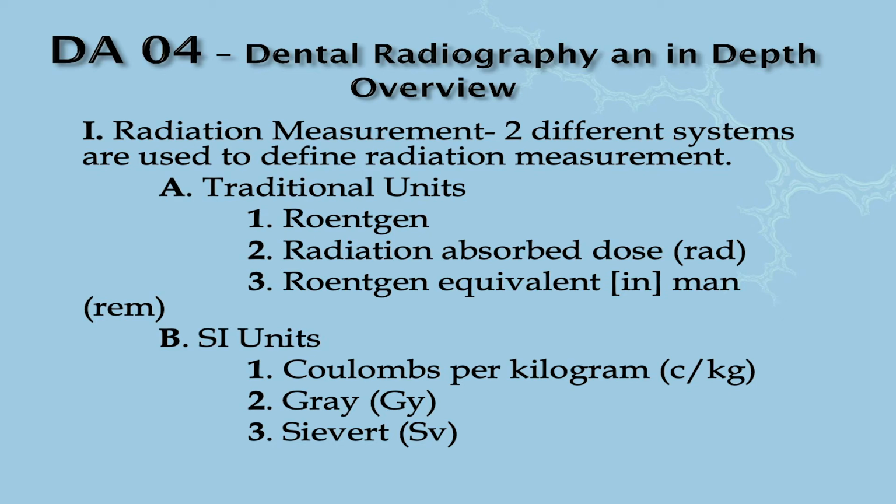The first is traditional units: Roentgens, radiation absorbed dose, or RADs, and Roentgen equivalent man, which is REM. SI units are another form, and that's per kilogram, gray, or sieverts.